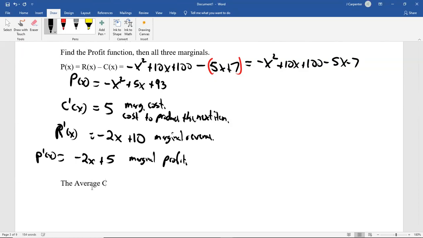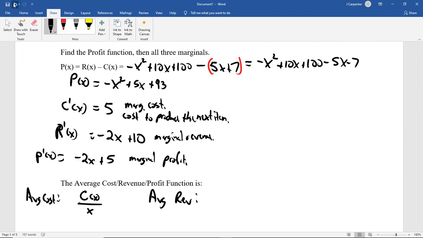The average, whether it's cost, revenue, or profit function, is... If you're using cost, it's C of X divided by X. Let me write that a little cleaner. C of X divided by X. That would be the average cost. The average revenue would be R of X divided by X, and the average profit would be, guess what, P of X divided by X. So again, with real business models, linear costs, revenues, and profits generally don't exist. If they were linear, then all these averages would be the exact same. It would cost you $5 to produce the first, $5 to produce the second, $5 to produce the third. So the average cost of each of them would be five.